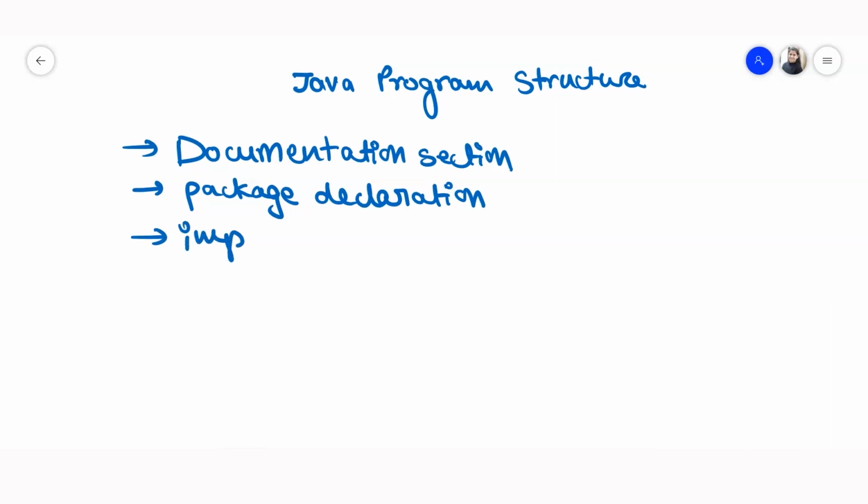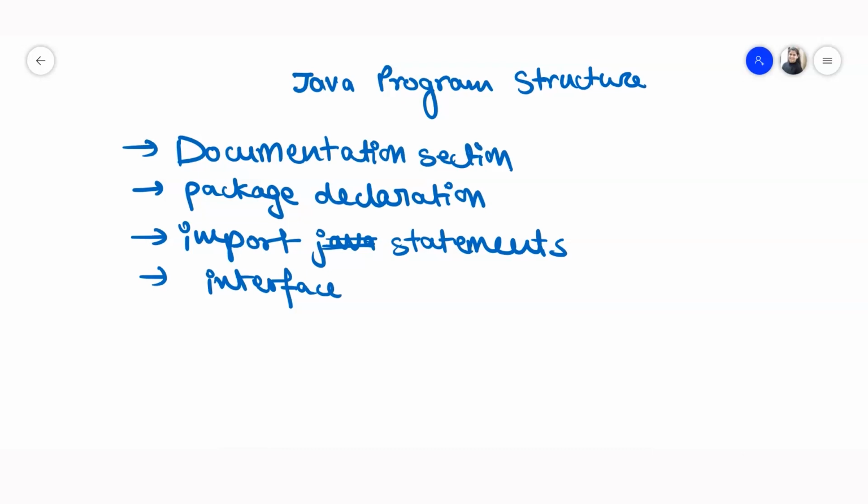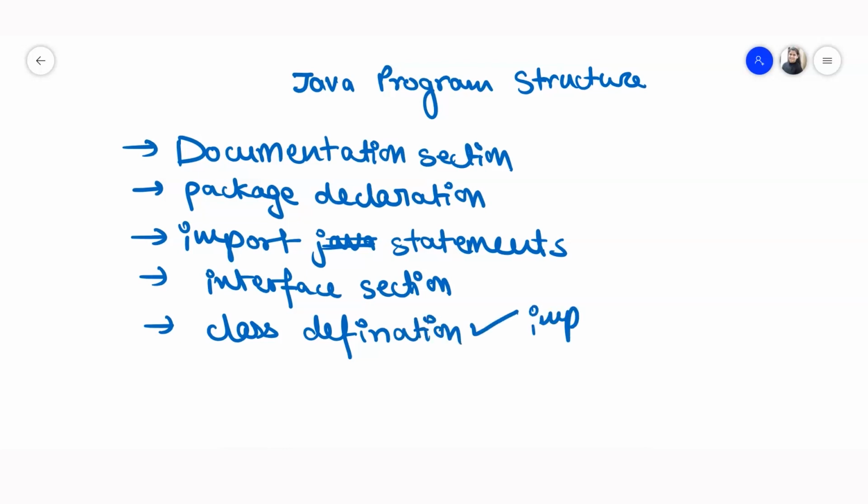After that you have some import statements, because you need some inbuilt Java libraries or classes for the working of your program, so you need to import them here in your program. After that, it is not mandatory, but you can have an interface section. After the interface section, next is the class definition. That is the most important thing, because without the class your program won't work. So this is an important part.